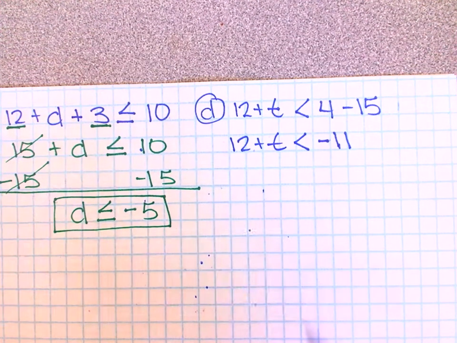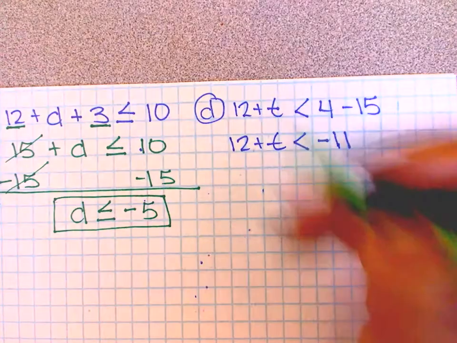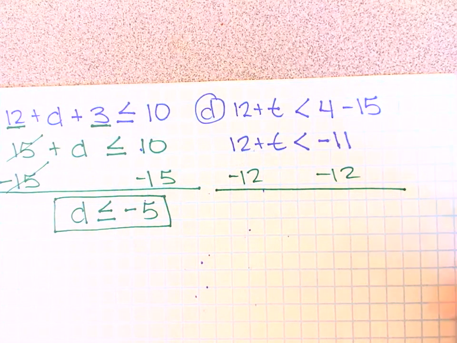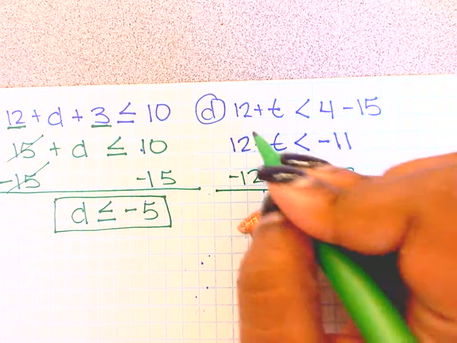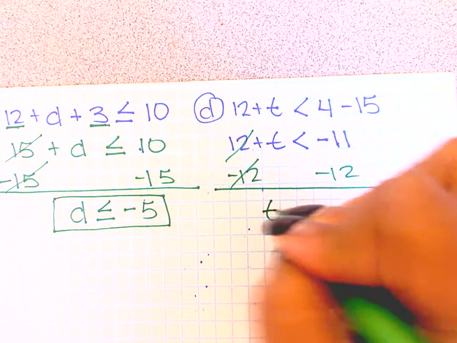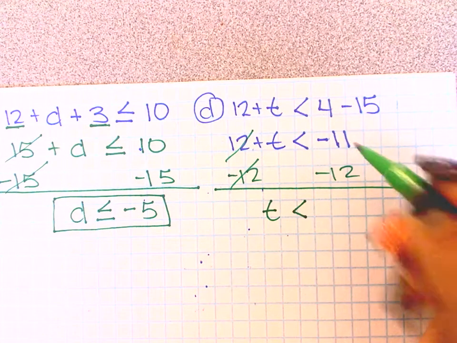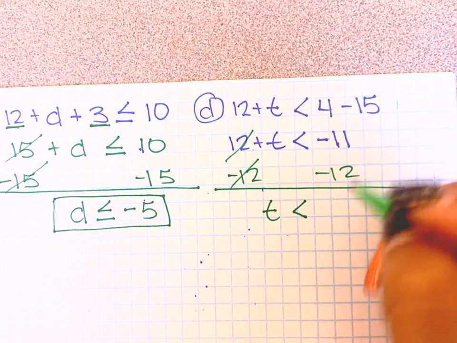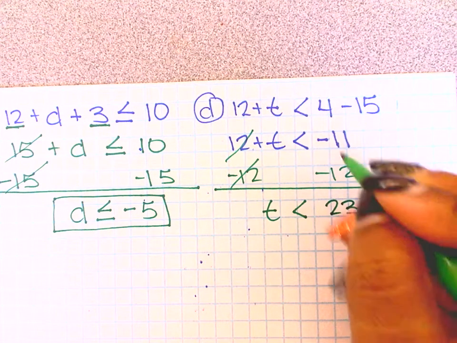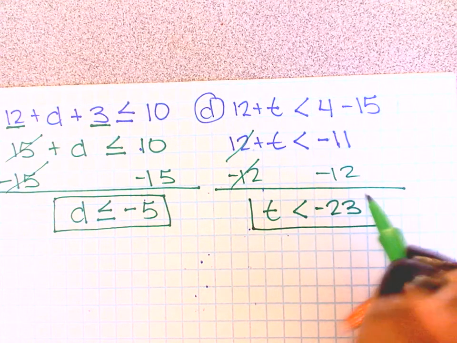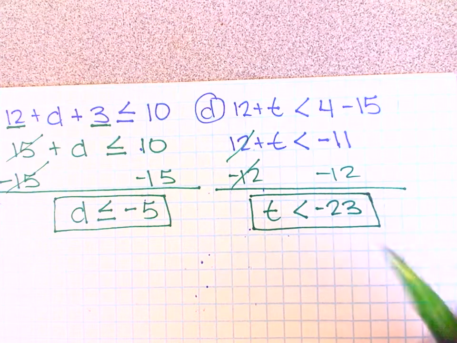Now I want to leave t by itself, so I'm going to subtract 12 from both sides and draw my line under. Positive 12 and a negative 12 cancel out, so I'm left with t is less than negative 11 minus 12. They're the same sign, so I'm going to add, so that's 23, and I'm going to keep the sign negative. So t is less than negative 23.